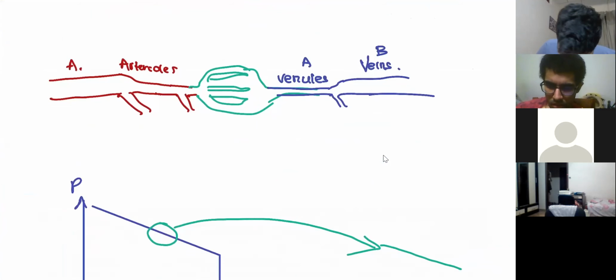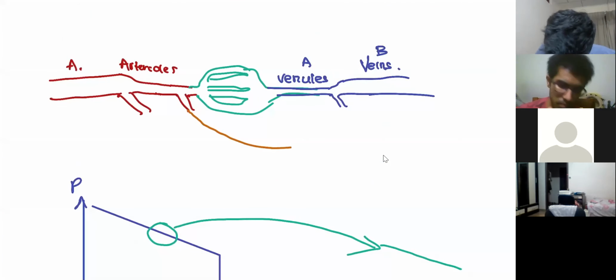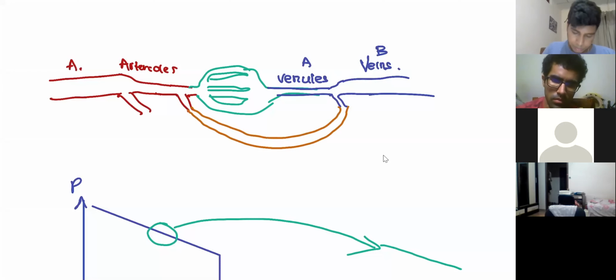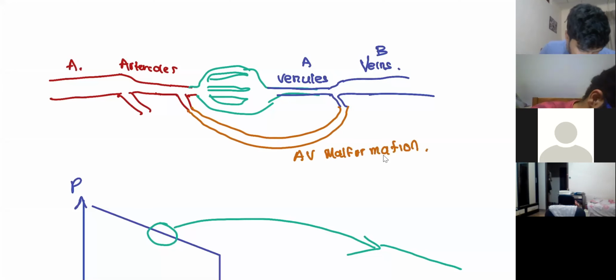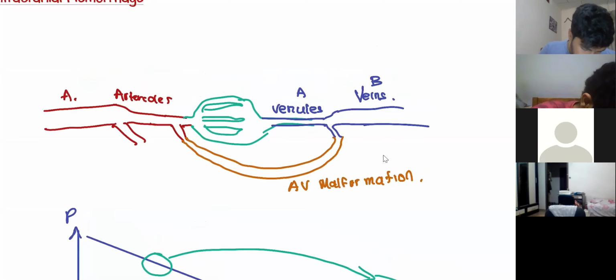And that is the problem here. Arterioles connect directly to veins. This is called the AV malformation. Okay. I hope you guys understand this.